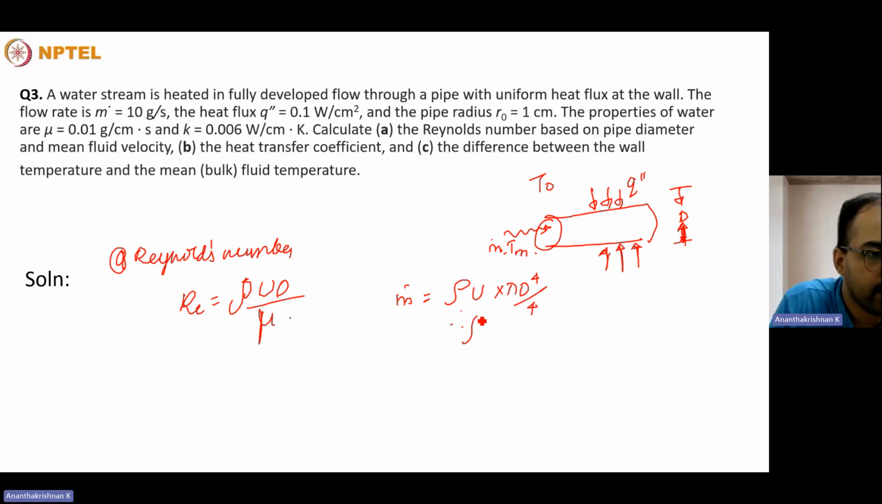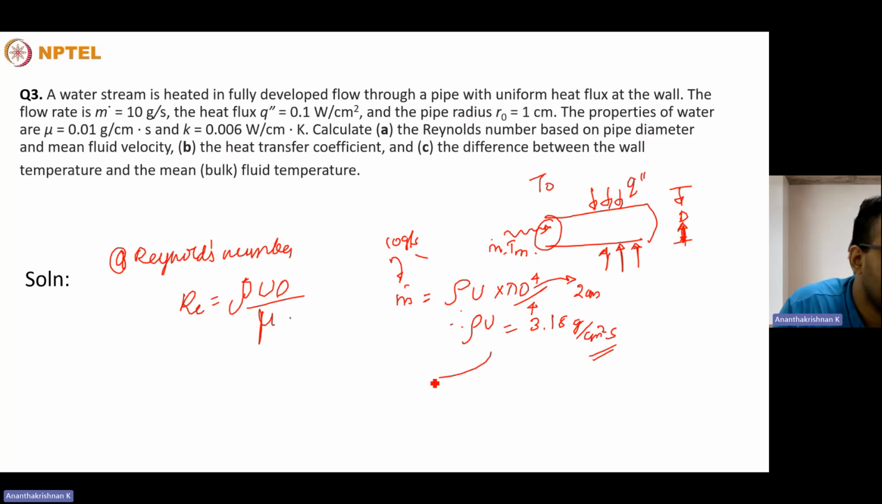So from this we can calculate rho u, which is equal to m dot divided by pi D squared divided by 4. Here m dot is equal to 10 gram per second and the diameter D is equal to 2 centimeters. So we'll get it as 3.18 gram per centimeter squared second.